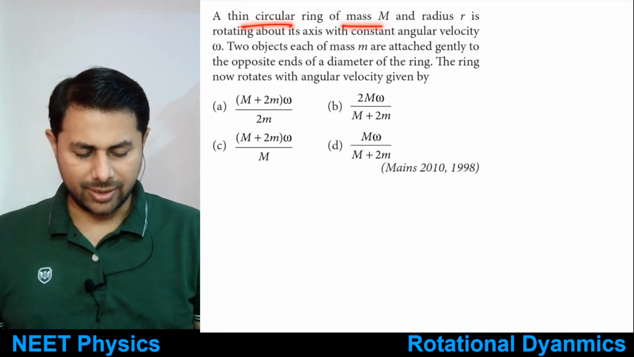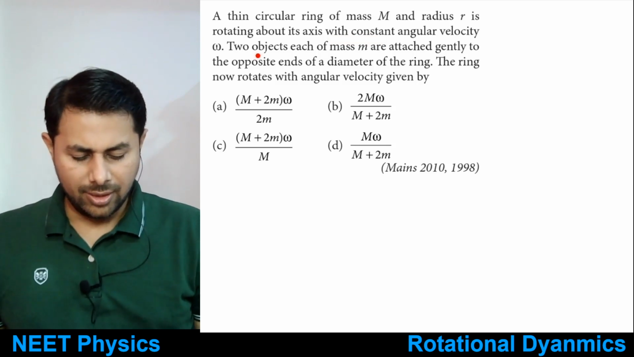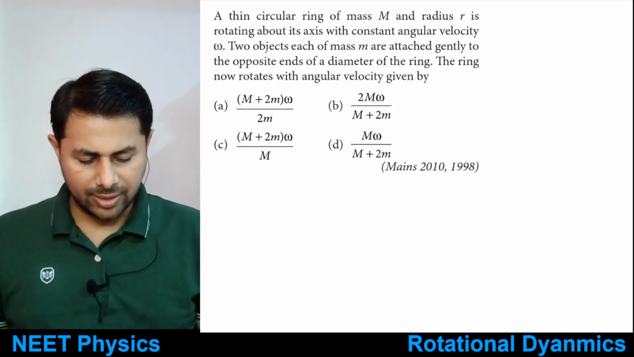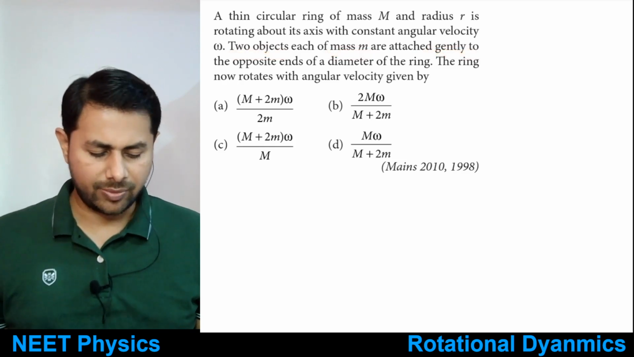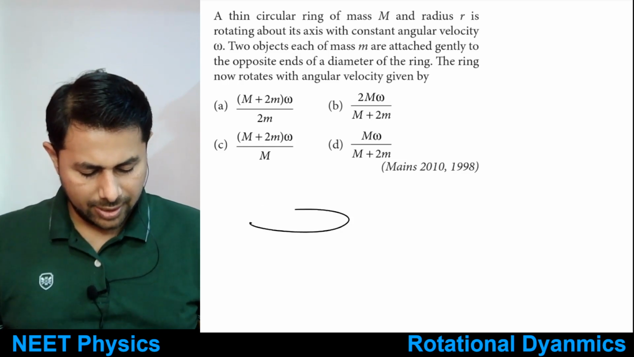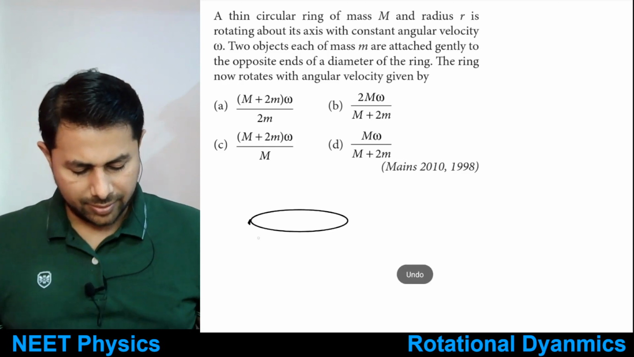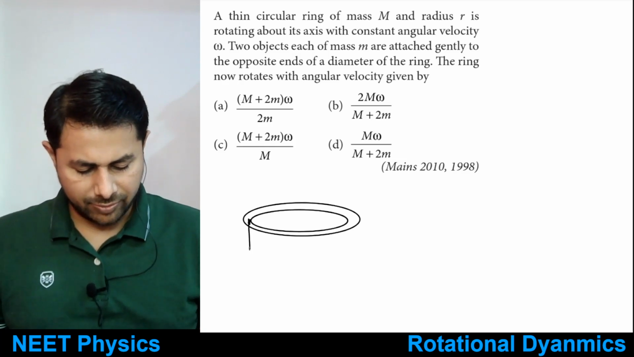A thin circular ring of mass m and radius r is rotating about its axis with constant angular velocity omega. Two objects each of mass m are attached gently to the opposite ends of a diameter of the ring. You have a ring and two masses are applied gently to the ring. We have this ring and two masses are attached, one on this side, one on this side.